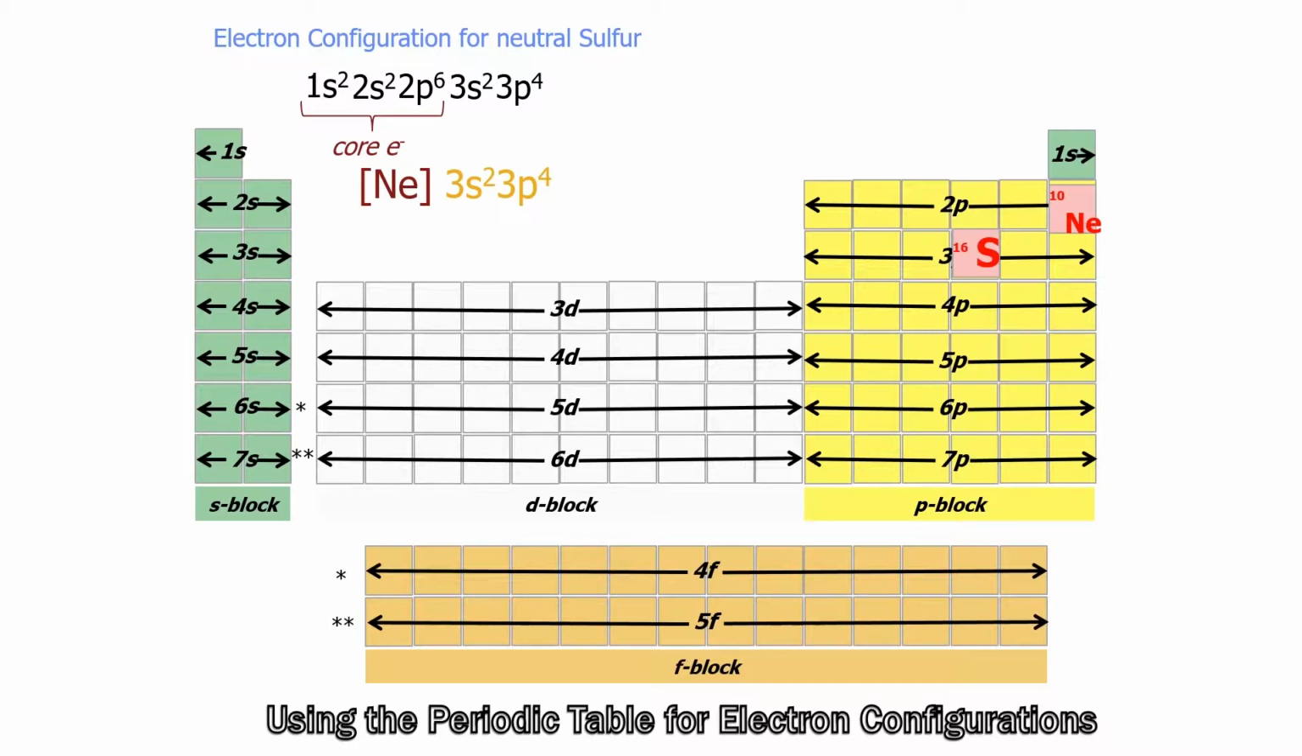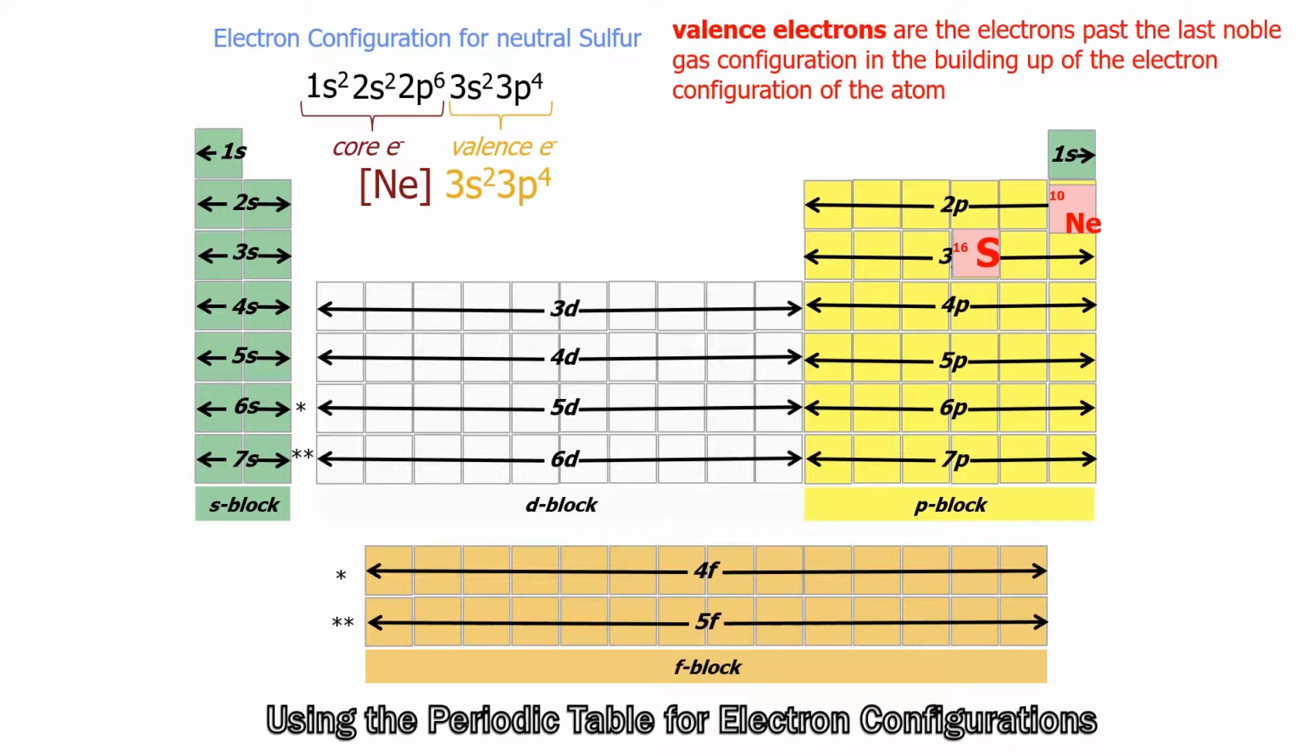The last 6 electrons in the shorthand version of the electron configuration for sulfur after the bracketed neon are said to be the valence electrons for sulfur. And these valence electrons, we know, are where all the action happens chemically for this particular atom. So the valence electrons can be redefined in our new model of the atom as all the outer electrons in the electron configuration past the last noble gas configuration.